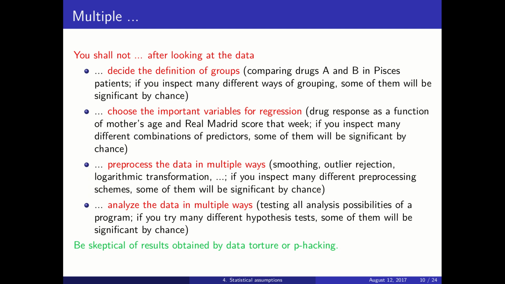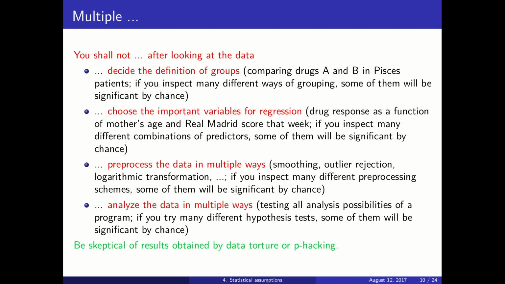Or analyze the data in multiple ways, trying all the testing possibilities in a program: one tail, two tails, parametric, non-parametric test, just to see if one of them shows a significant difference. So if you increase the number of tests, and we have seen already a few situations in which this happens, just by chance, because of the type 1 error probability, you will find significant differences.